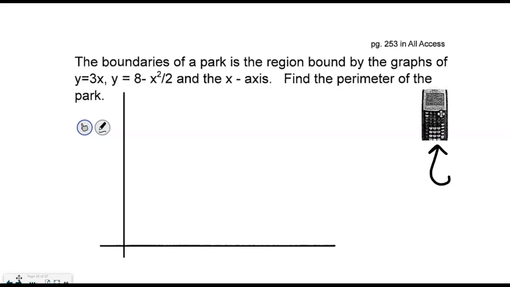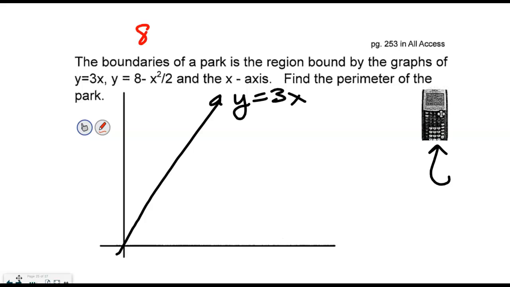All right, so the boundary of a park is a region bound by the graphs of y equals 3x. There we go, y equals 3x, and y equals 8 minus x squared over 2. I'm going to actually write that. I don't like that slanted bar, but when I type in Smart Notebook, it doesn't allow me to lock them. But that's my function. Do we know what that makes? We should at this point, right? What does the graph of y equals 8 minus x squared over 2 make? A parabola. It opens down from 0, 8.